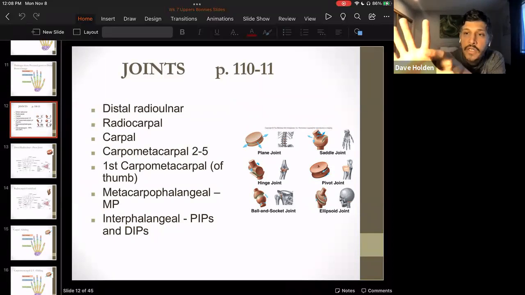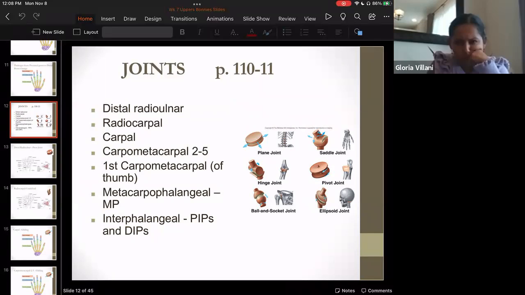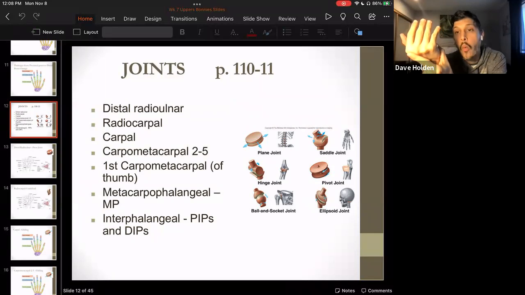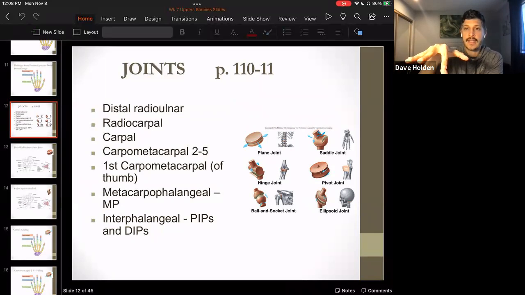Now, the first knuckles, these guys are condyloid joints. These guys are similar to ball and socket joints, so they get a wider range of motion. So if you think about one individual finger, we're just looking at the index finger, we can flex, extend, we can add and abduct, and we can circumduct.